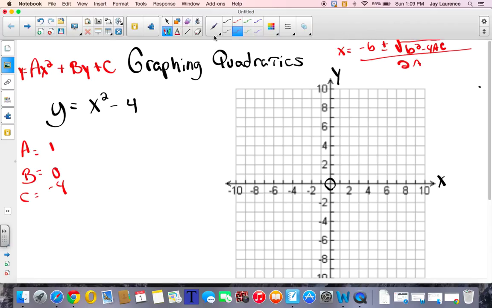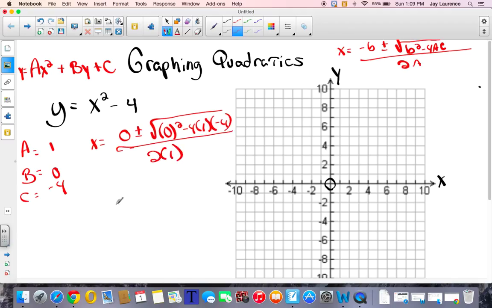Anyway, so I'm going to go x equals the negative of b plus or minus the square root of b squared minus 4ac all over 2a. And when I simplify, I get 0 plus or minus the square root. The discriminant here is going to end up being 16. I'll leave it to you to figure that out if you disagree with it. And it's all over 2.